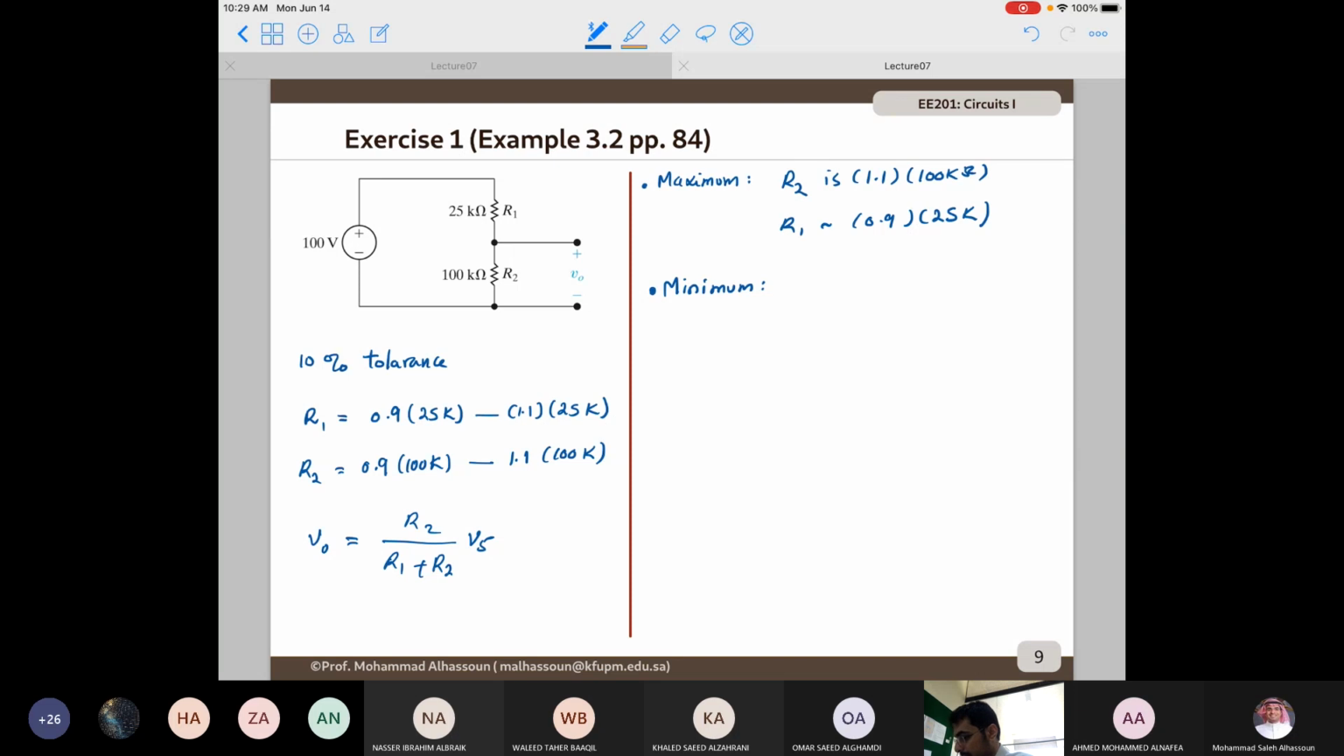Okay. The minimum is when R2 is minimum and R1 is maximum. So you're minimizing the numerator and maximizing the denominator.